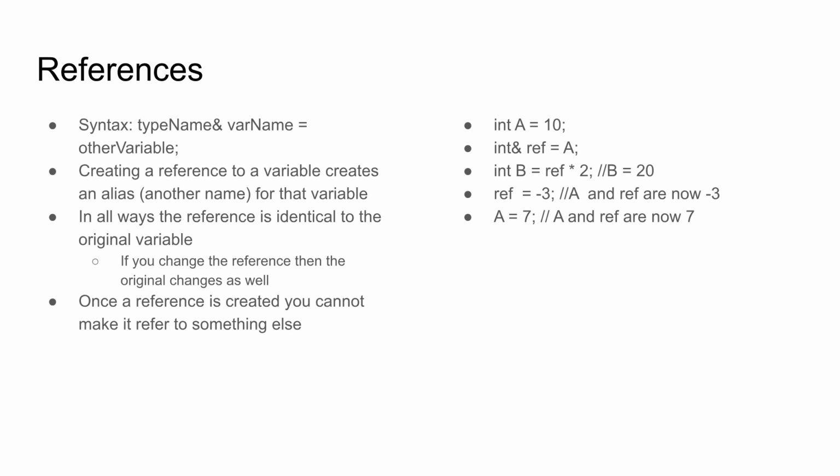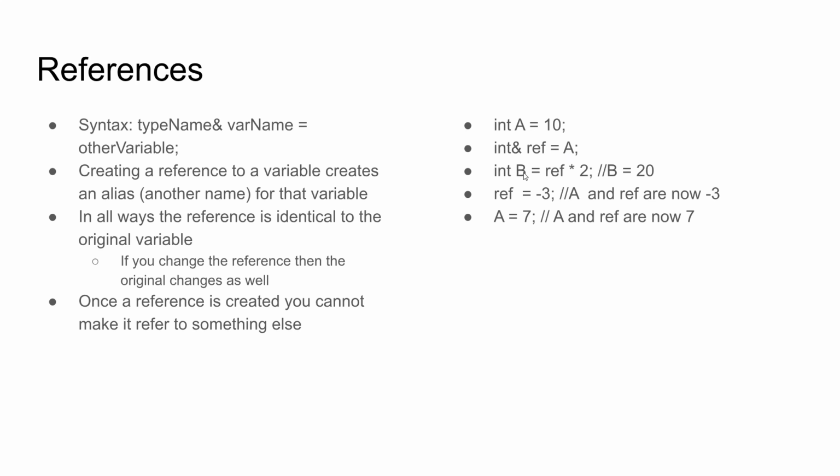When you create a reference to a variable, you're essentially creating an alias, which is just another name for that variable. In every way, shape, and form that matters, that variable is identical to the original. There's no difference between it. If you change the value of the variable through the reference, the original changes because of the same thing. If you change the original, the reference will change as well. And once you create a reference, you cannot make it refer to something else. So over here I have an integer a, which is 10, and then I create a reference to a called ref.